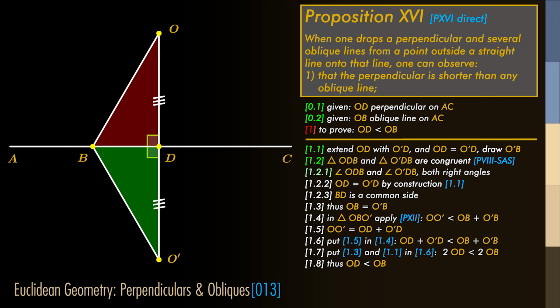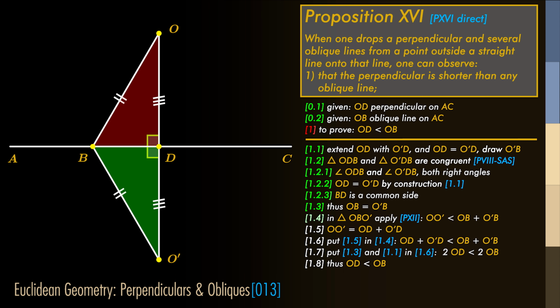First of all, the angles formed between OO' and BD are right angles. Secondly, by construction we have that O'D is equal to OD. And thirdly, the side BD is a common side. So, there are two equal sides and an equal included angle. And this means that all other parts of the triangles are also equal. Specifically, side OB is equal to side O'B.